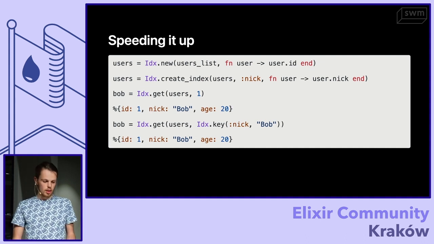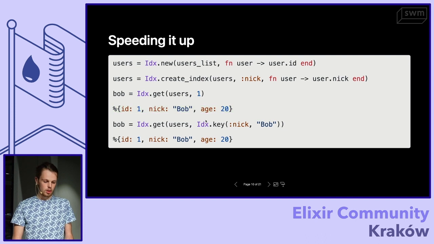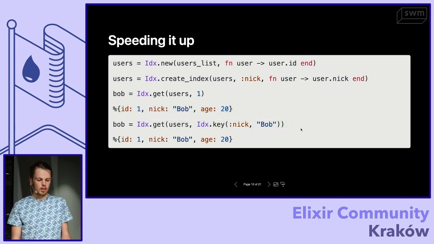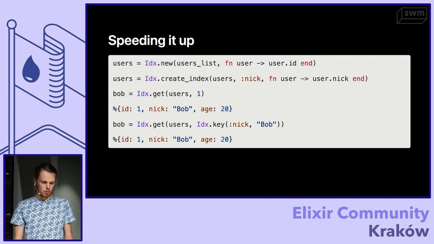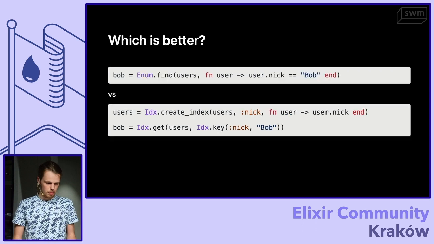Then we can get a user by their ID as we did before, and it still works. But we can also use this syntax to retrieve a user by their nick. And this works in constant time. So we don't need to manage other maps. We don't need to manage tuples. We don't need to think every time how exactly the data is structured. At least that was my intention.